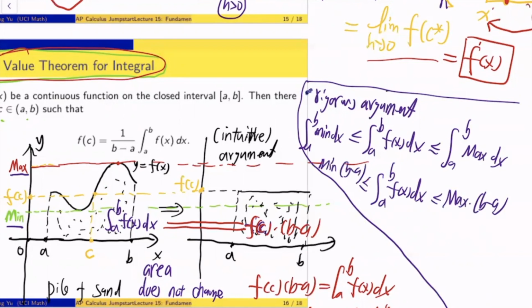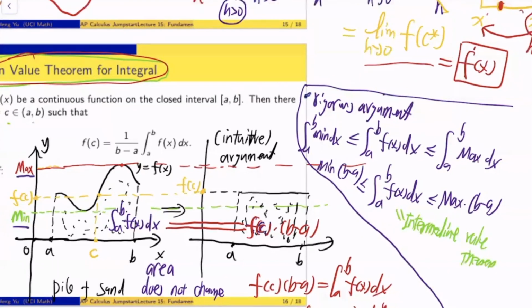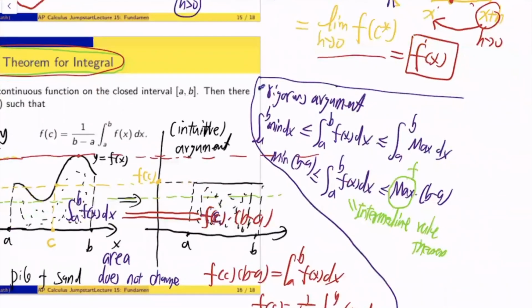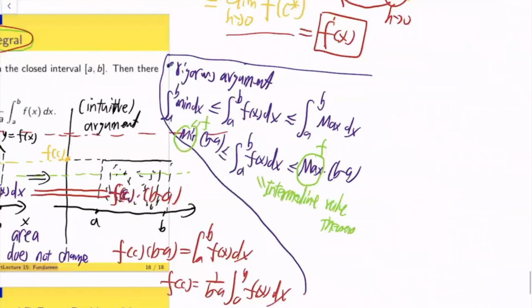And then what can we use? We use the intermediate value theorem. The intermediate value theorem says that if you look at the max of f and the min of f, you can always find something in between. So there exists a c between a and b, and then I get the integral from a to b of f(x) dx equals f(c) times (b minus a).